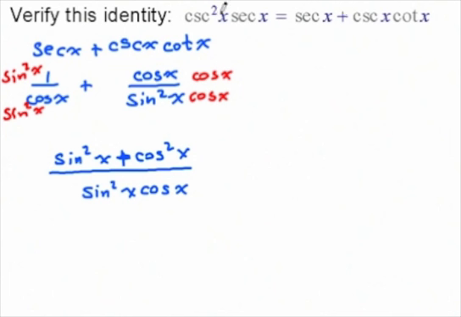Remember, we're trying to get this piece. That's our goal. All right, but sine squared x plus cosine squared x is equal to 1, so we're going to get 1 over sine squared x cosine of x.